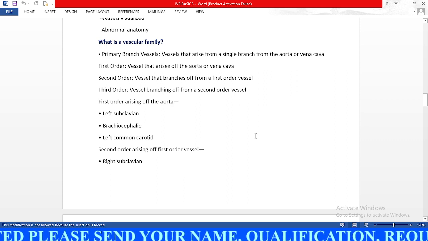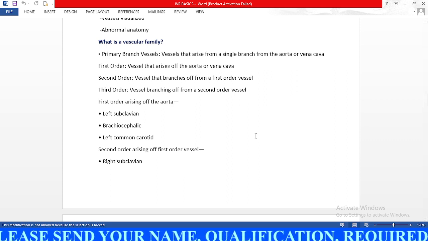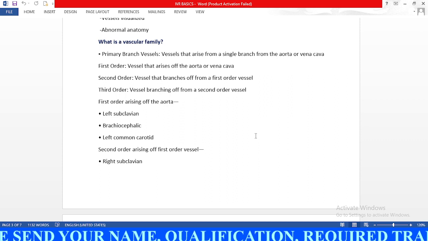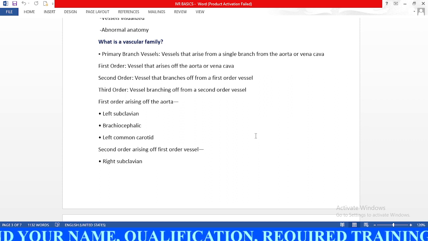So what is a vascular family? Primary branch vessels, a vascular family consists of a number of families.